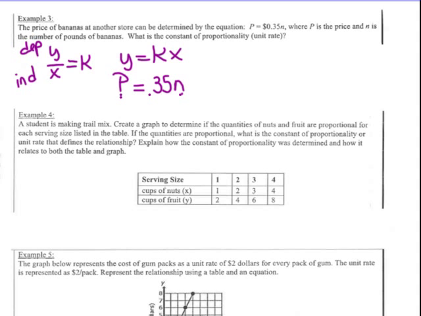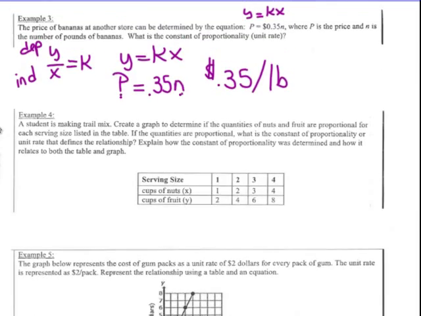So my constant of proportionality, my unit rate, is 35 cents per pound. They've given you the Y equals KX form right here. They wrote it in the equation. P is the Y, equals 35 cents, N is your X. What is the constant of proportionality? It's 35 cents a pound to buy those bananas.